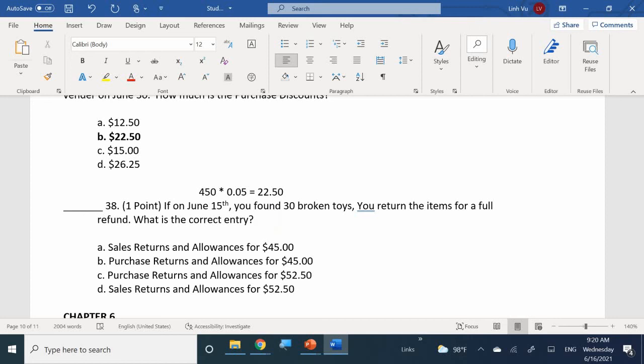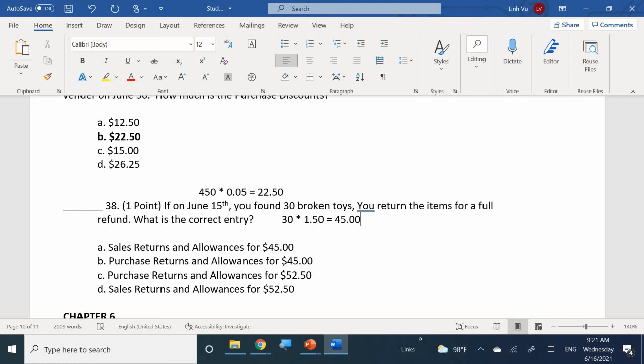Letter B. Letter B, purchase returns and allowances for $45, right? So the idea here is if we had a total of 30 broken toys, we know that for June 15, each toy that we purchased was $1.50. So 30 times $1.50 should give you a full refund of $45. Okay?